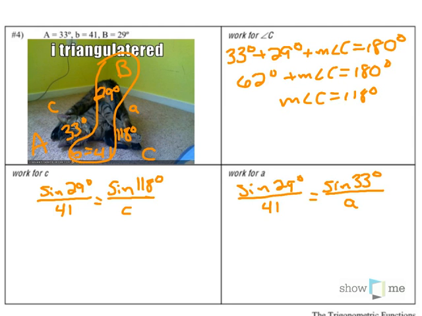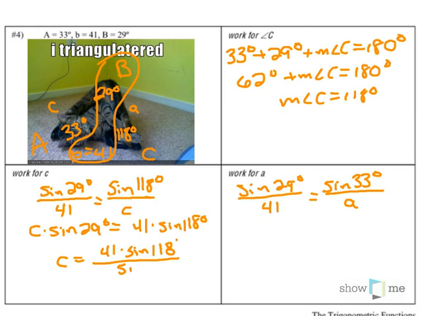If we solve this equation on the left, work for C, if you multiply both sides by 41 and C, on the left you get C times sine of 29 degrees. On the right, you get 41 times sine of 118 degrees. If you divide both sides by sine of 29, you get C equals 41 times sine of 118 degrees divided by sine of 29 degrees.